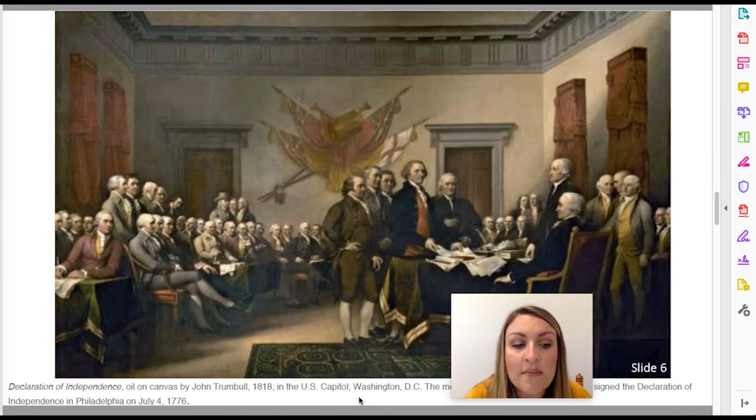Now, point to the man putting papers on the table. That is Thomas Jefferson. Now, do you see the man to the left of Thomas Jefferson? That is Benjamin Franklin. All of these men are the delegates from different colonies. Let's keep reading.